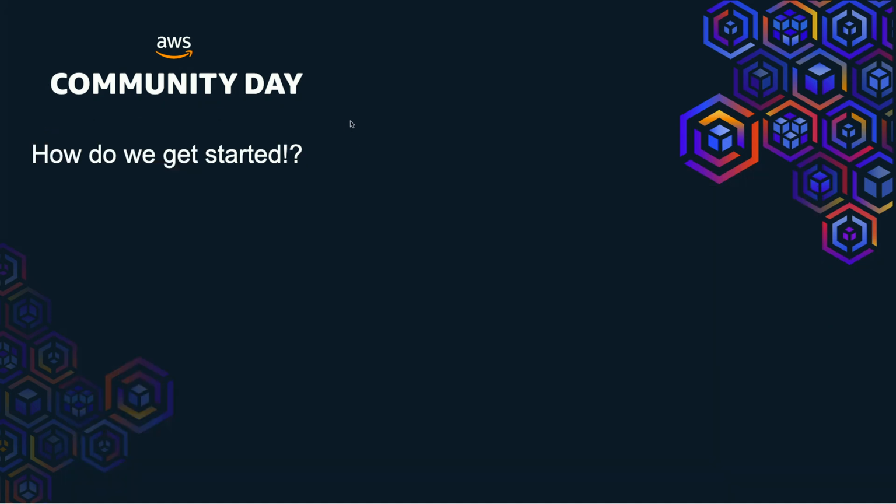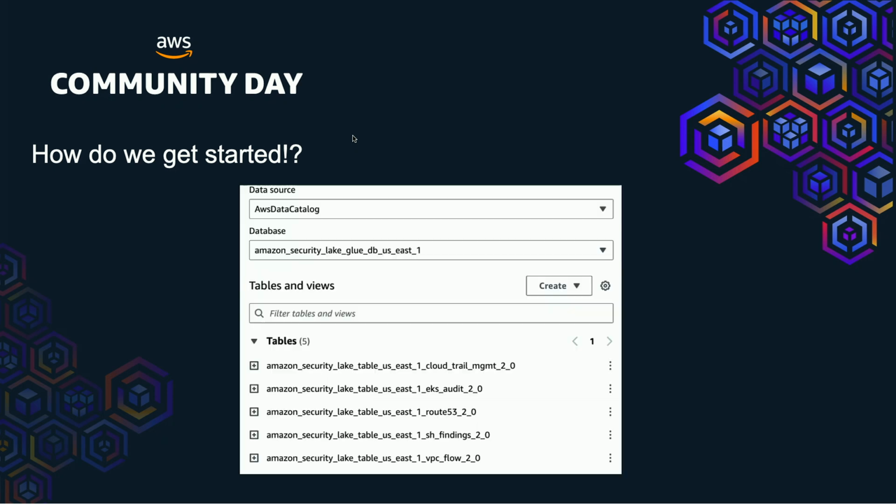So great, that sounds awesome. How should we get started? When you turn this on in your account, this is the end product you get exposed to. Obviously you have the S3 buckets and all that, but you get a set of Athena tables that expose your data. There's more to do off that, right?